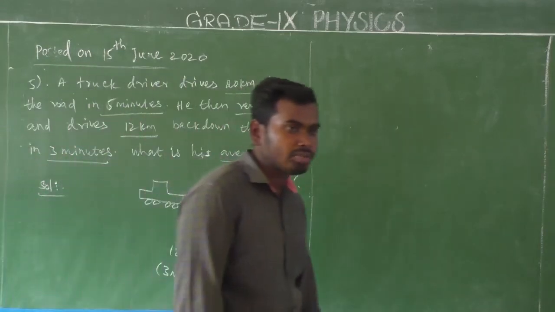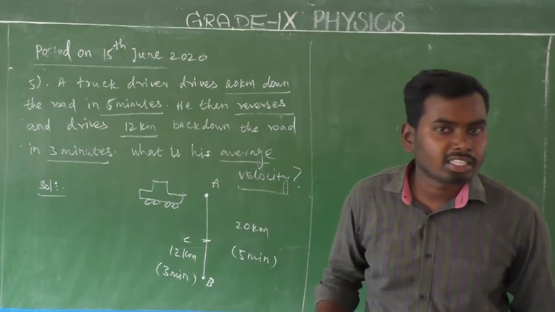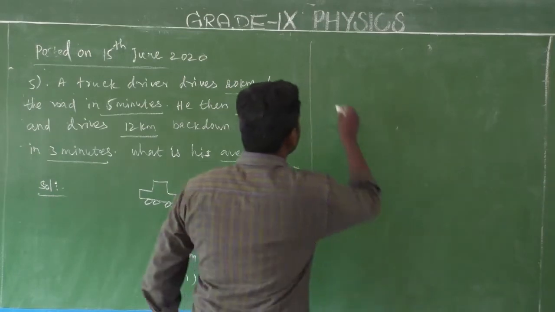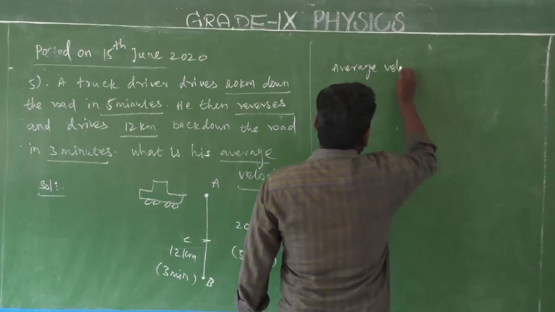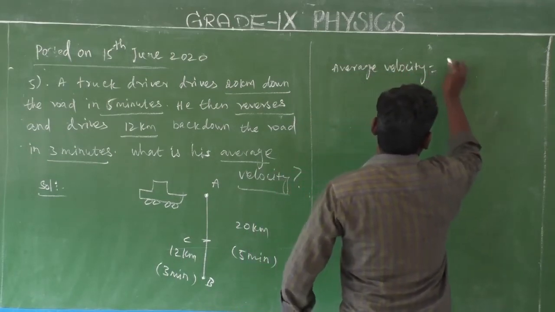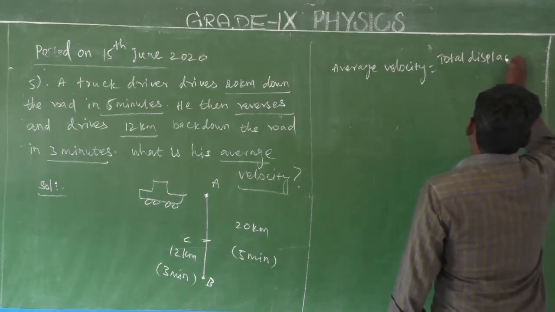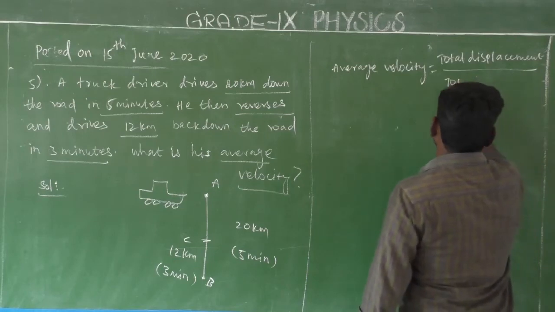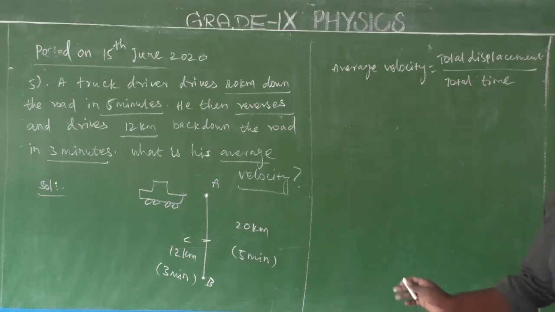Average velocity. What is average velocity, sir? Average velocity is nothing but the total displacement divided by total time taken. That is average velocity. Alright? So now we are going to use this formula. Average velocity is equal to total displacement divided by total time taken. That is the average velocity formula.